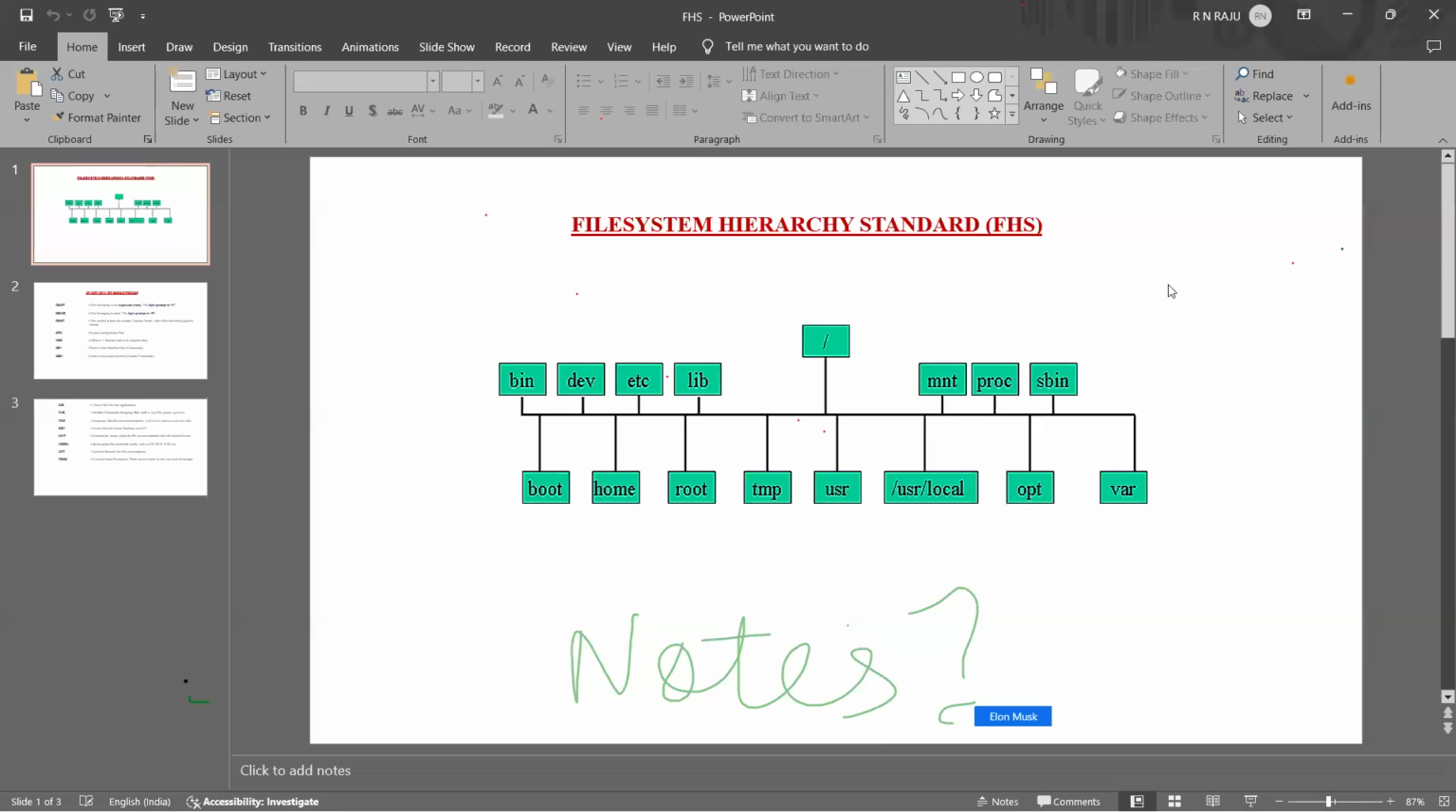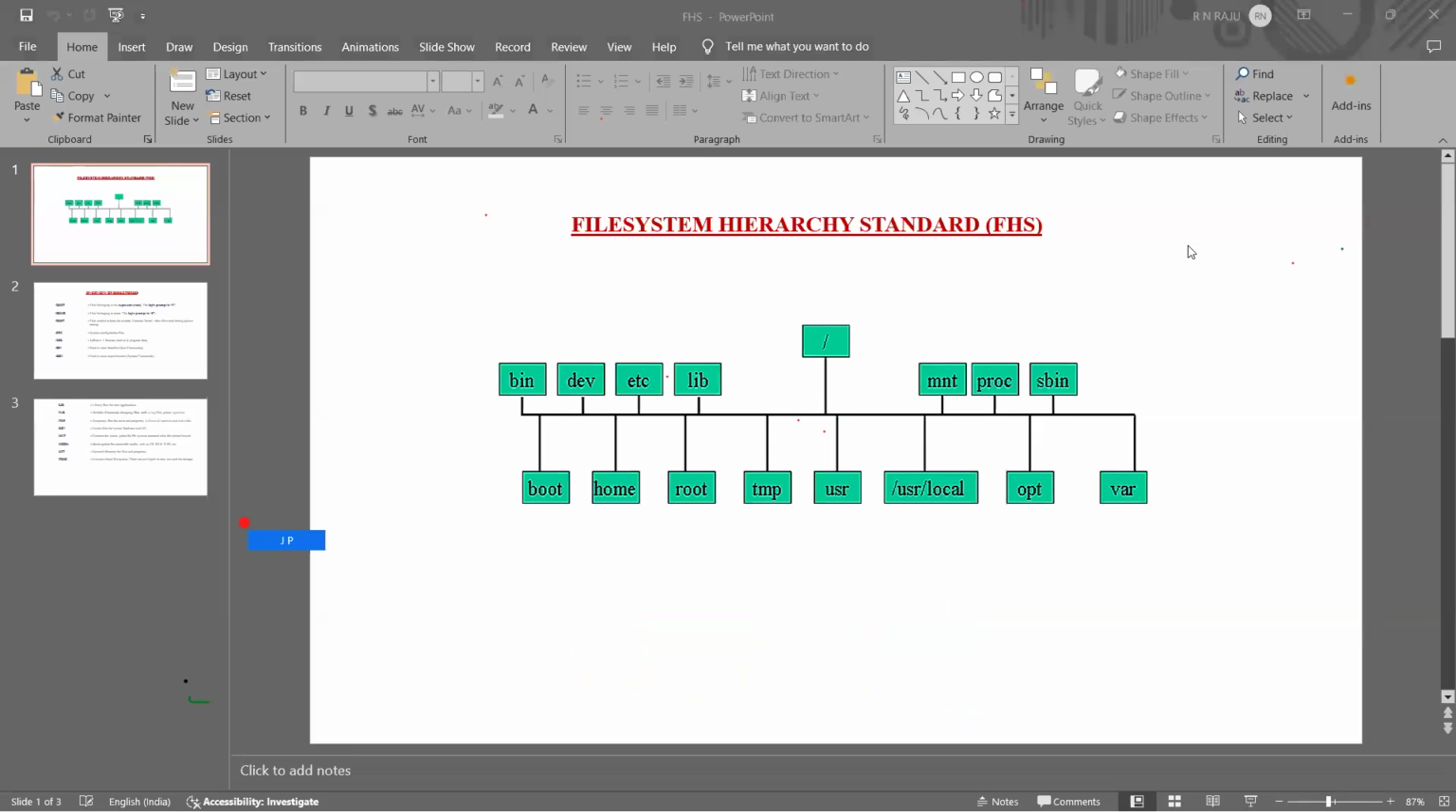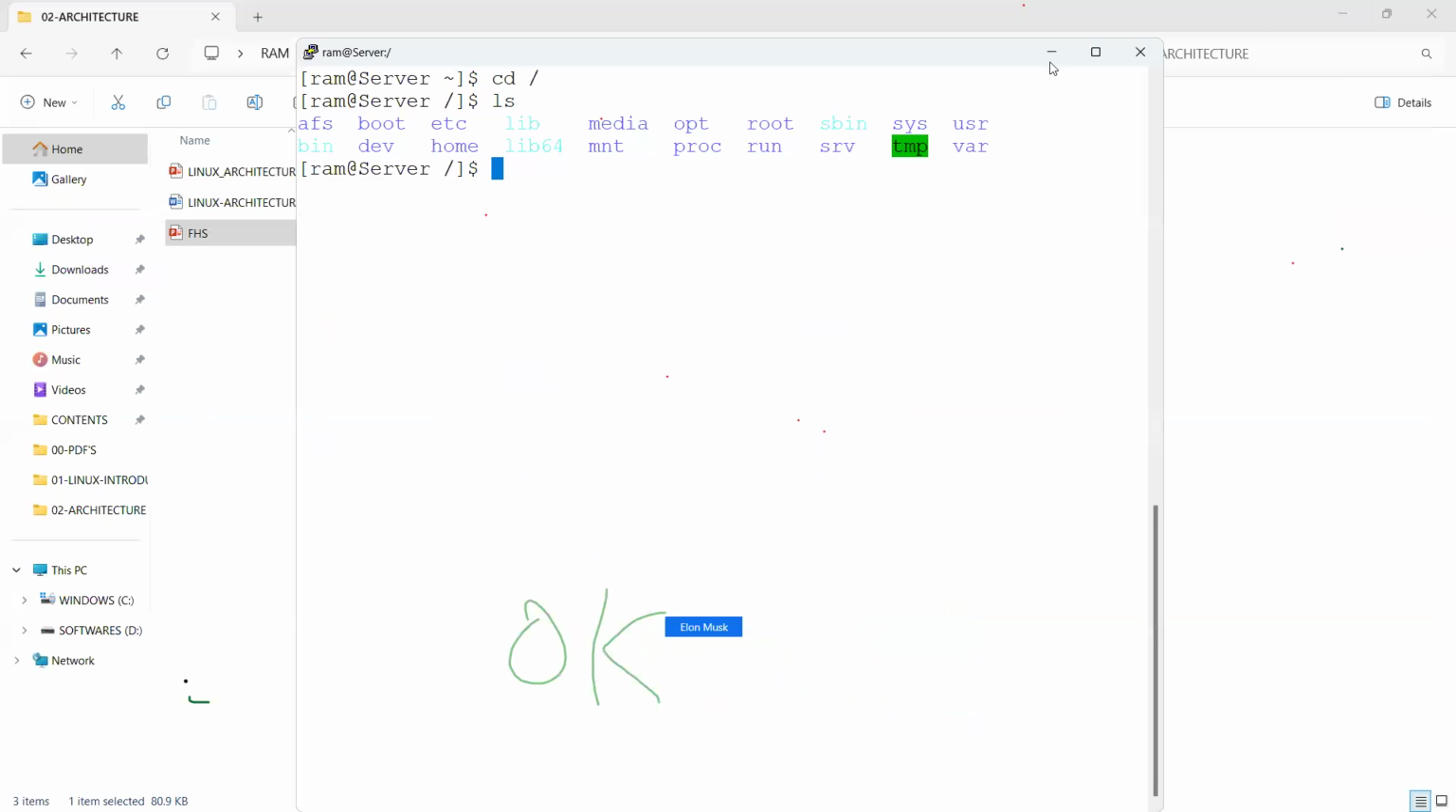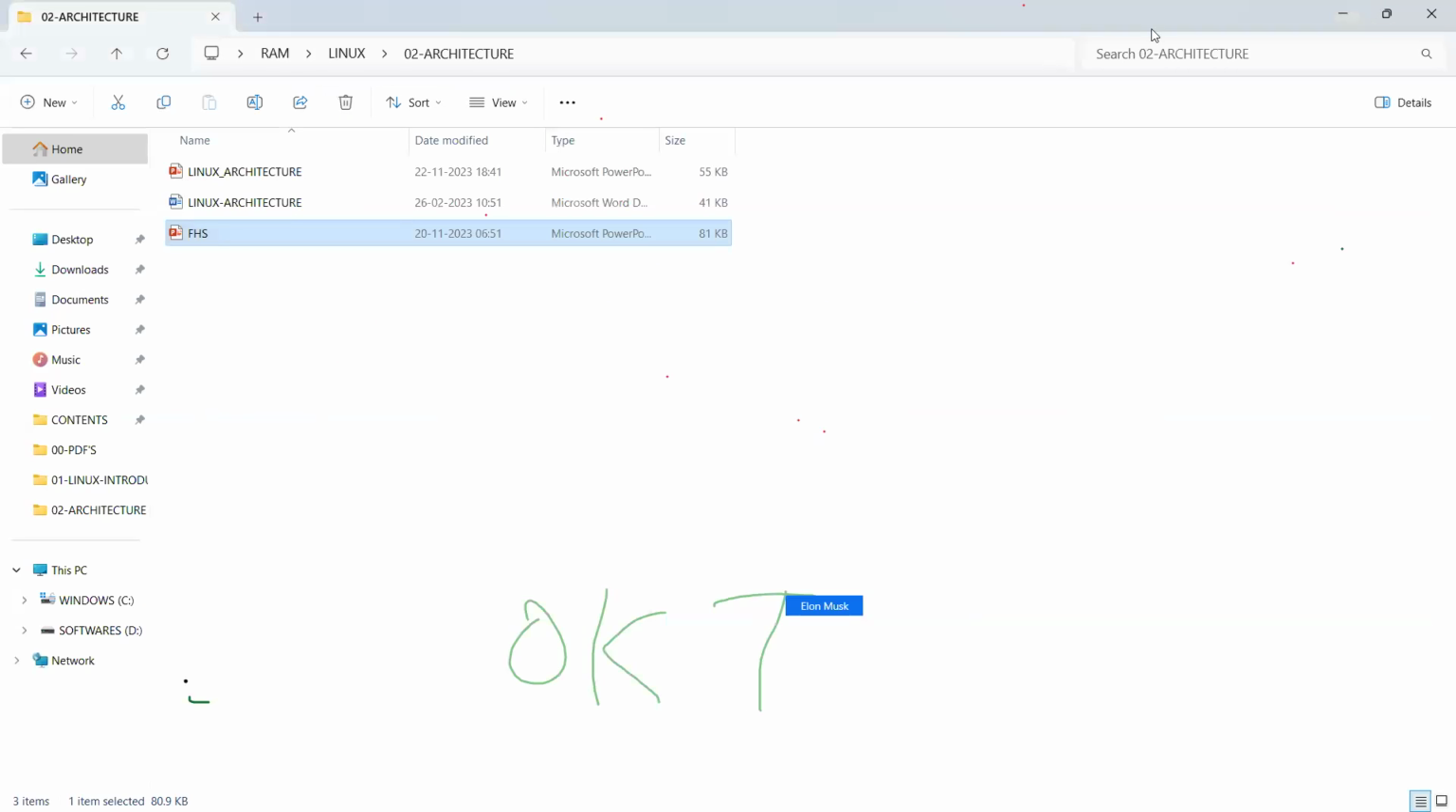Please confirm. Yes, sir. Yes, sir. Yes, sir. No, sir. So in the dashboard, I have uploaded yesterday's class PDF. Same way, today also I will upload your file system hierarchy PDF and also the architecture of Linux. Where is it? Where is it available? Wait, please.